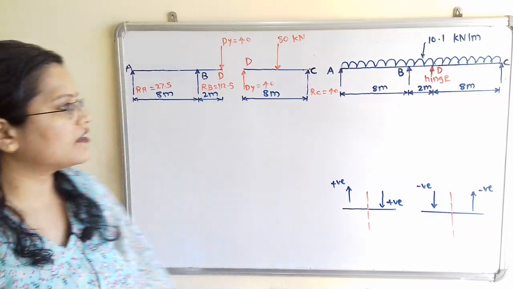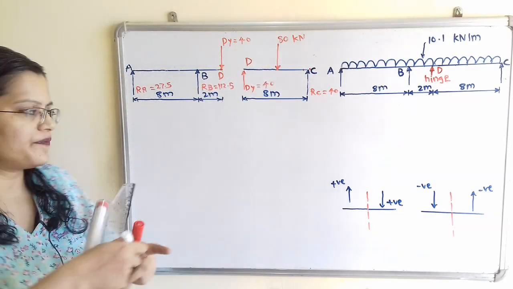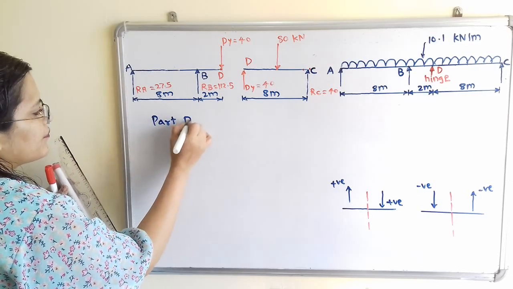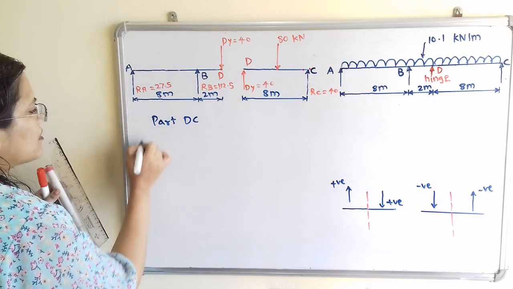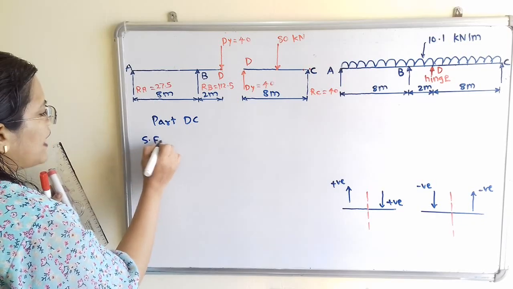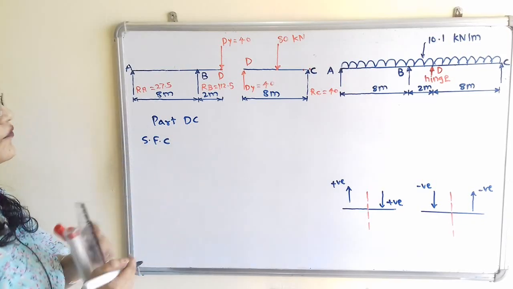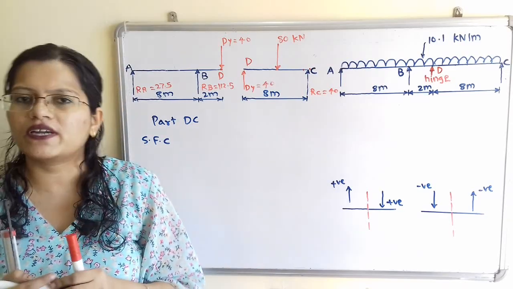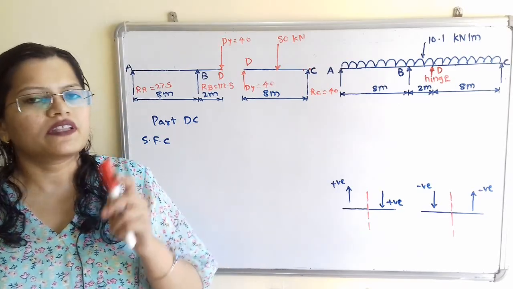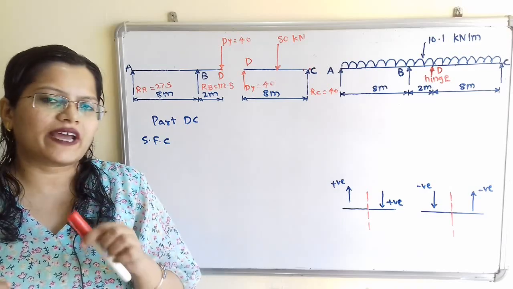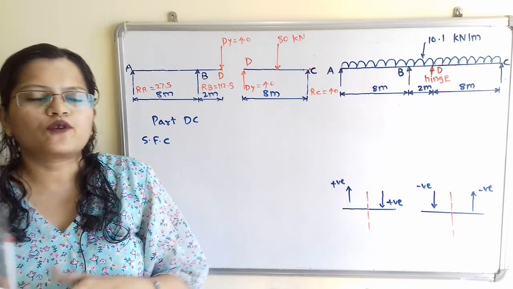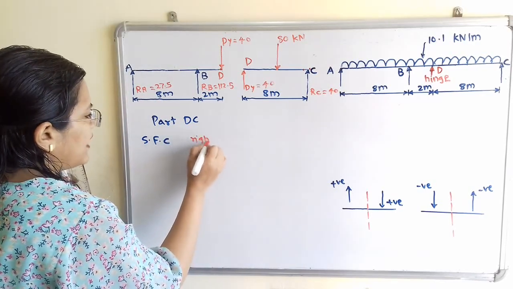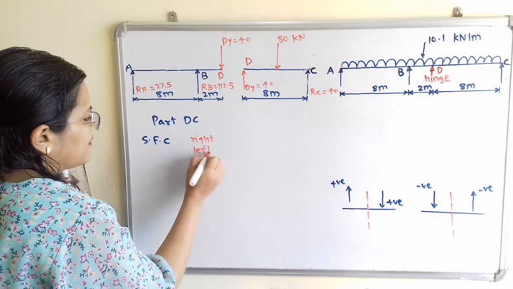Now we will consider the second part DC. So I will write here part DC. We will take the shear force at point C. Now if we observe at point C, there is point load as well as uniformly distributed load. So whenever at a single point there are two types of load, then we have to consider 2 points. That is, one point is on right hand side and other point is on left hand side.